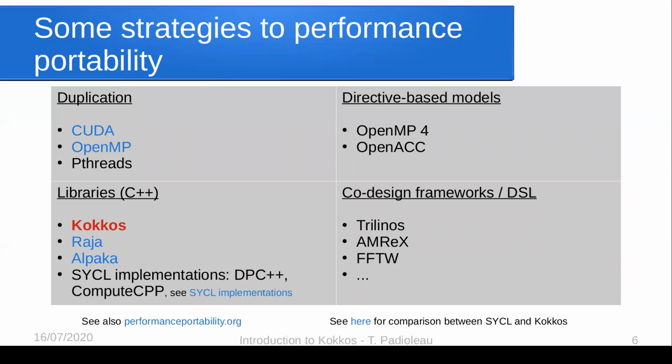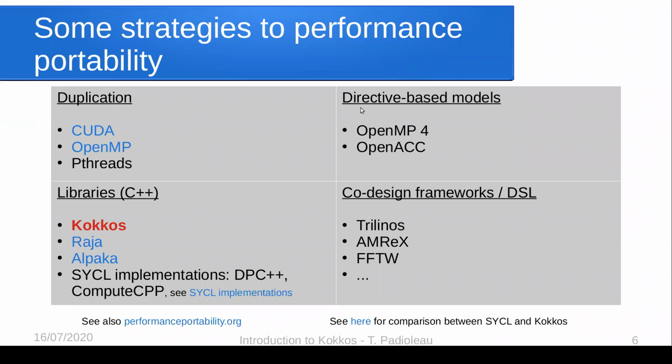So here are some examples of strategies to achieve performance portability. This is clearly a non-exhaustive list, and it is divided into 4 categories. The first category would be simply duplication of code. The end user has to implement, if they have one algorithm, different versions of it to reach portability and to reach performance on the targeted architecture. So we can think of CUDA, OpenMP, pthreads.